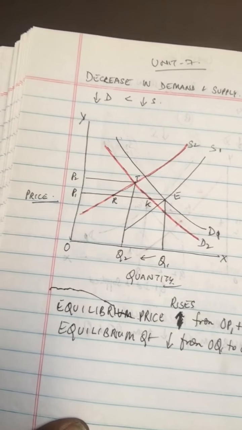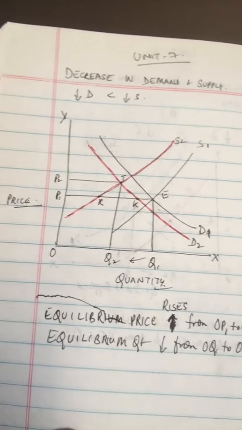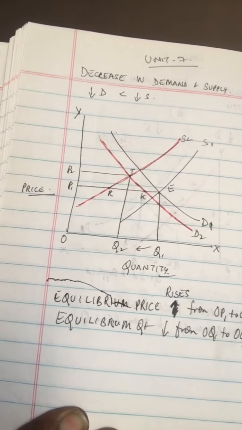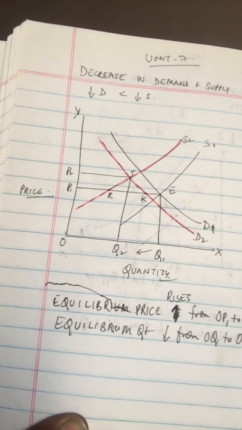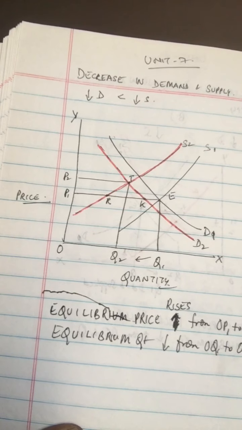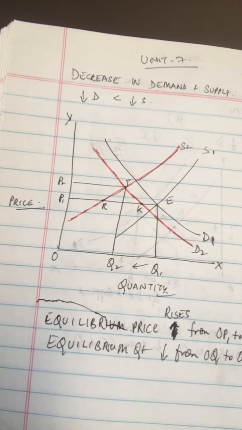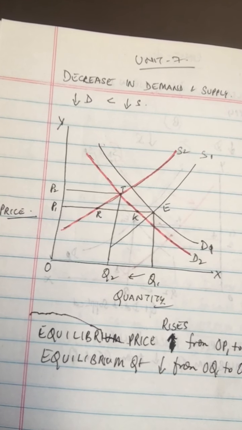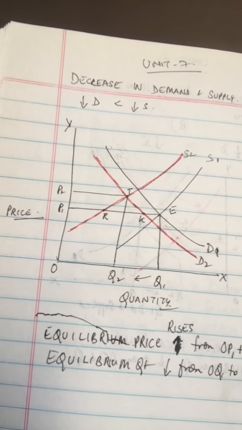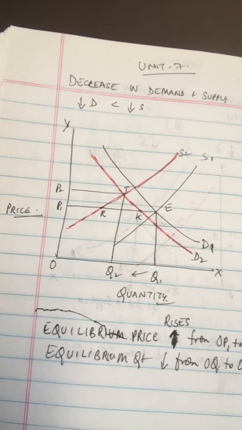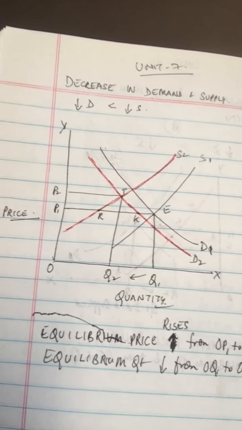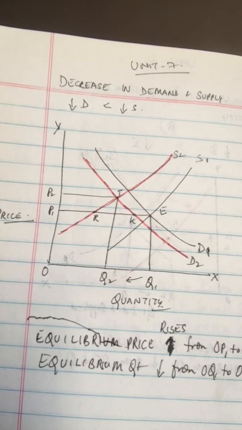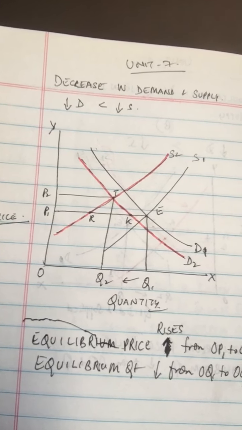So here in the figure, again, OX measures the quantity demanded and supplied, OY measures the price. And in this, we see that D1 is the initial demand curve and S1 is the initial supply curve. E is the point of initial equilibrium. OP1 is the equilibrium price and OQ1 is the equilibrium quantity. Now D2 is a new demand curve indicating a decrease in demand. S2 is a new supply curve indicating a decrease in supply.